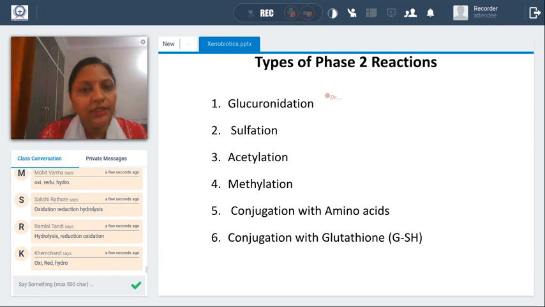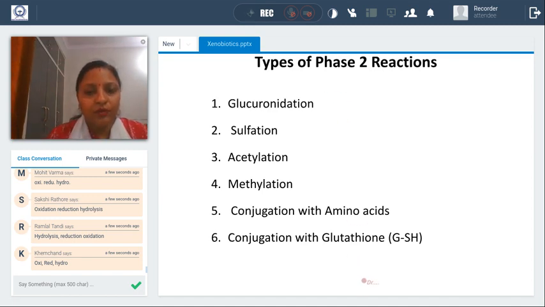Types of phase 2 reactions, meaning conjugation, include glucuronidation, sulfation, acetylation, methylation, conjugation with amino acids, and conjugation with glutathione, that is GSH. These are the important reactions which are included in conjugation, phase 2 reactions of metabolism of xenobiotics.